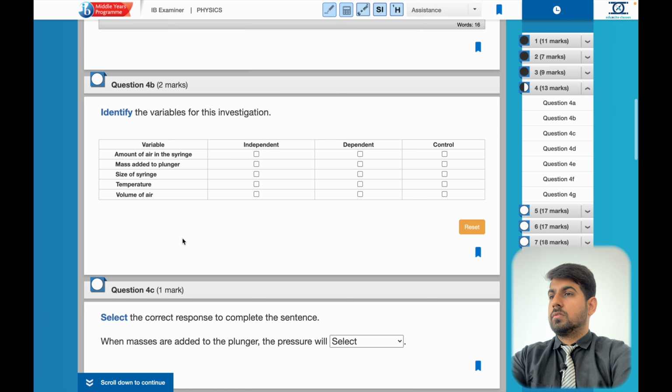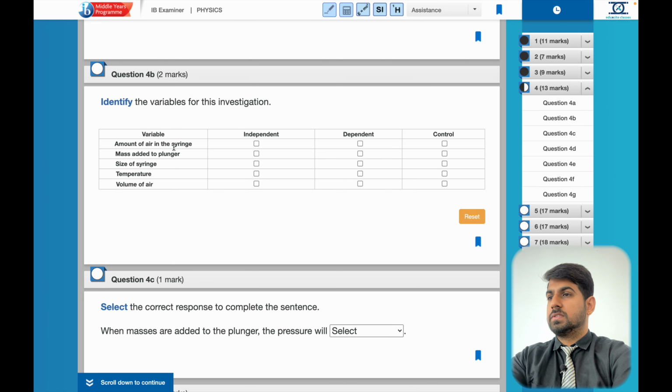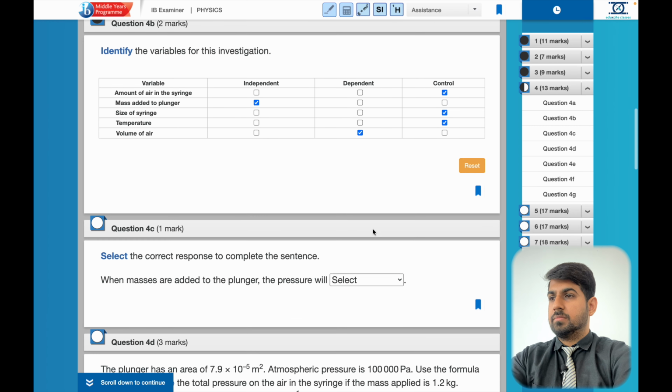Now 4b, identify the variables. So the independent variable is the mass only, the dependent variable is the volume of air, and the control variables will be the amount of air in the syringe, the size of the syringe, and the temperature of the syringe. Okay, now these are your variables.